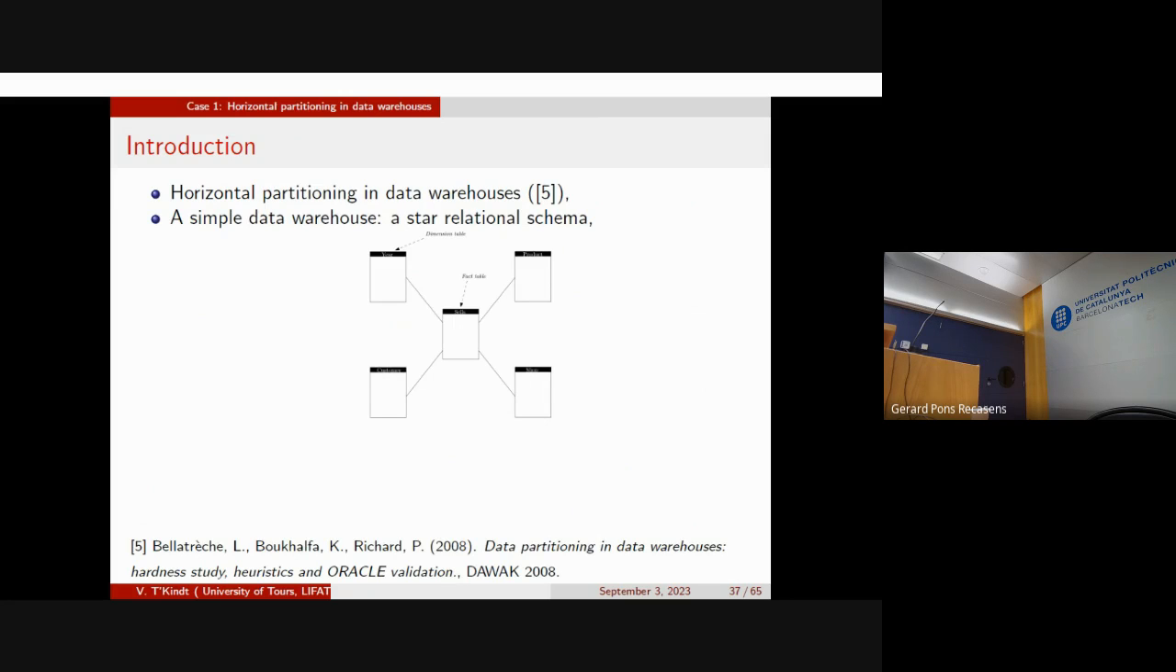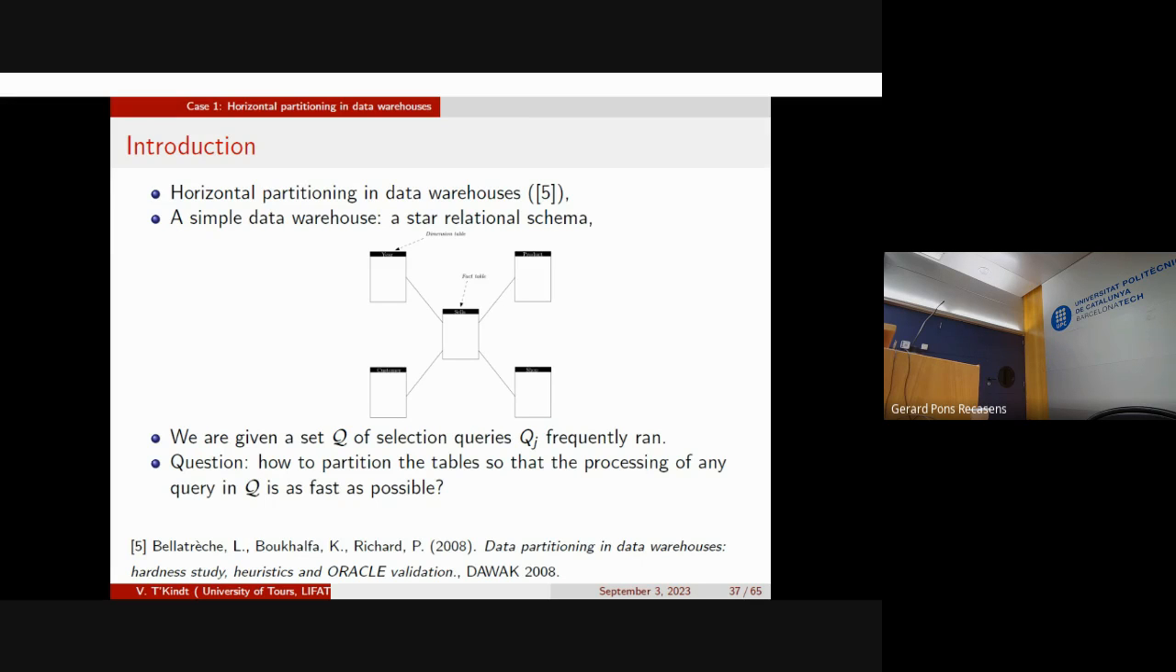So we have a simple data warehouse defined by a star relational schema. We have the fact table and we have dimension tables here. And we are given a set Q of selection queries Qg that are frequently run on this data warehouse. The question that we have been asked by our colleagues is, how can we partition the tables so that the processing of any query in Q is as fast as possible? That was the question that we have been asked.